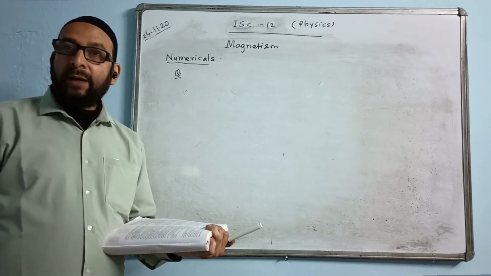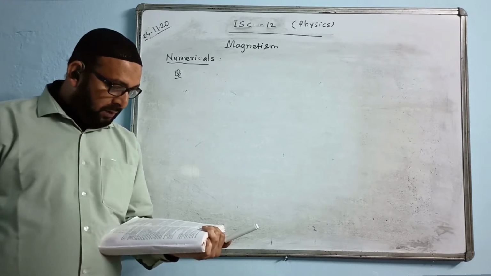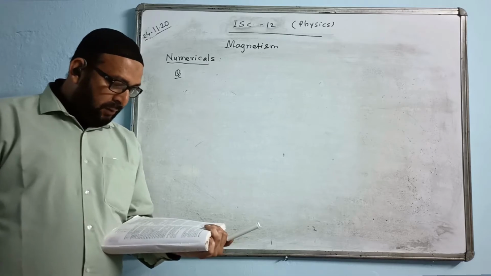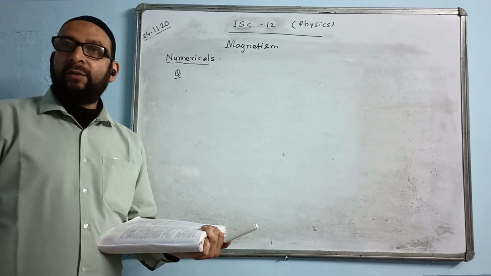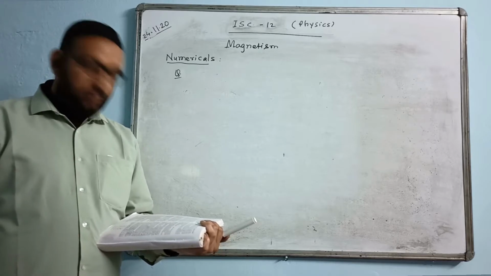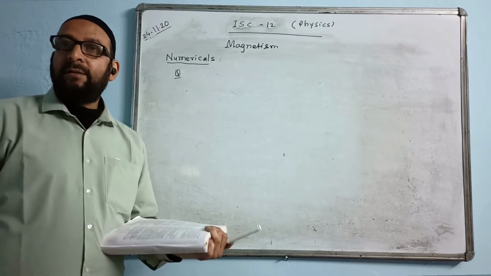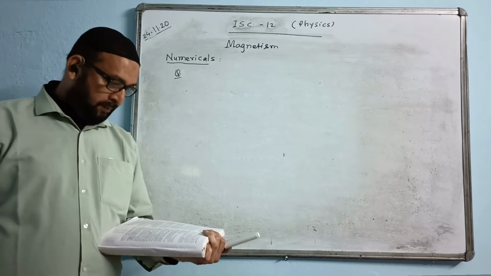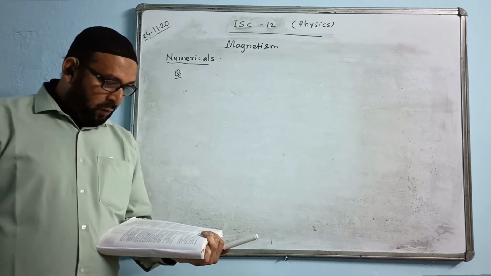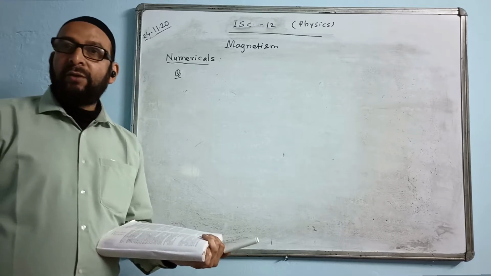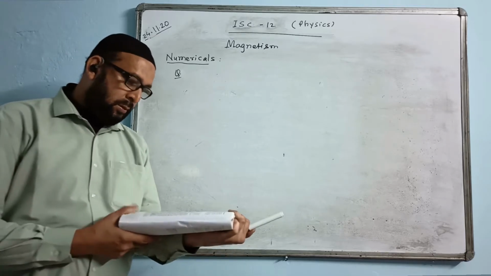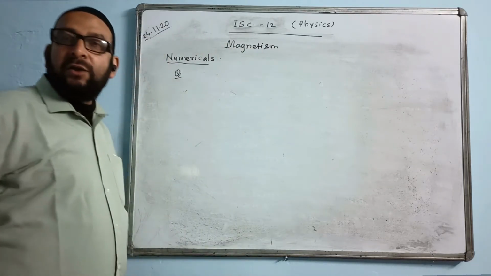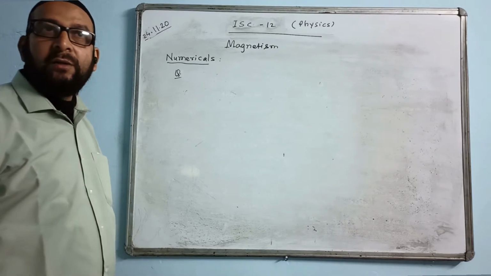And the horizontal component of the earth's field is 0.32 into 10 to the power of minus 4 Tesla. Obtain the magnitude and direction of the force on the electron.